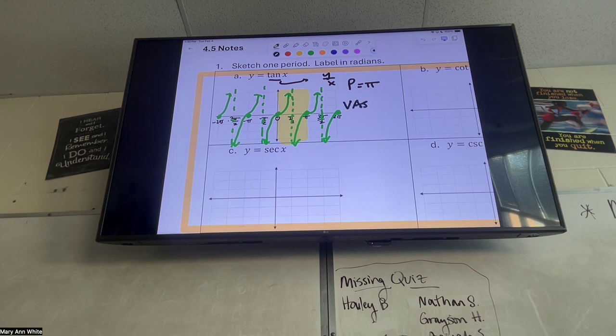My vertical asymptotes are happening at my pi over 2s. If I were to continue, it would be at 5 pi over 2, at 7 pi over 2, at 9 pi over 2. And I have zeros at all of my whole pi's. So at pi, at 2 pi, at negative pi, at negative 2 pi.